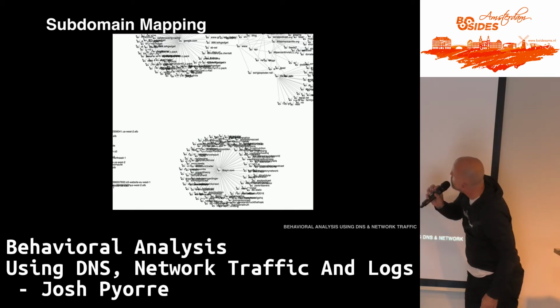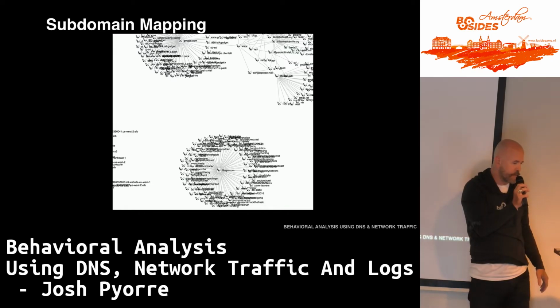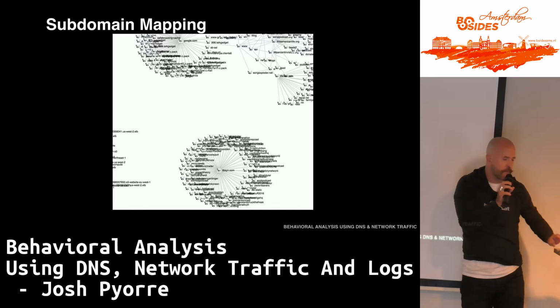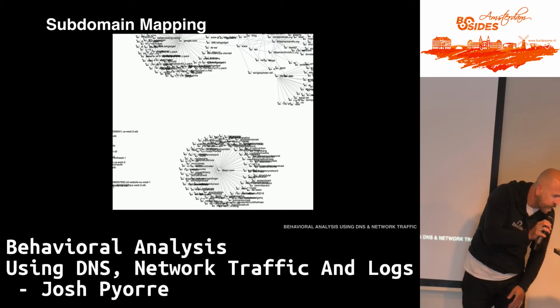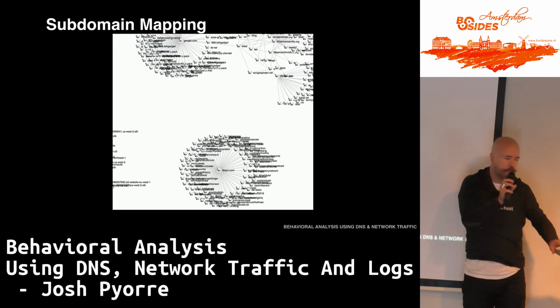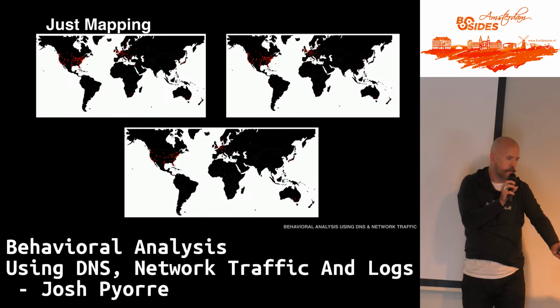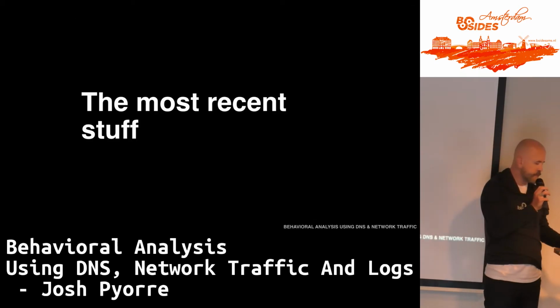It could look like this. I'm sorry, it's pretty grainy, but in this case, I'm actually looking at subdomains. So in that bottom one, it's some domain called libsyn.com, and I've got all the subdomains tied to it. So that can be kind of useful when tied together. This looks terrible, so let's ignore that. You can do just mapping. So I'll show you some of this most recent stuff that I've been doing.